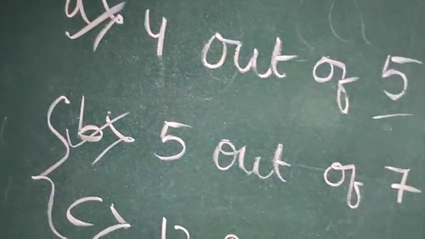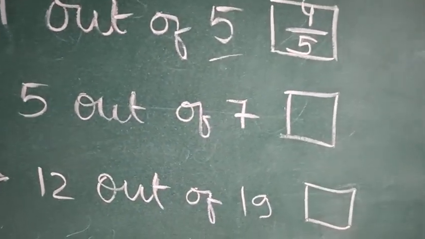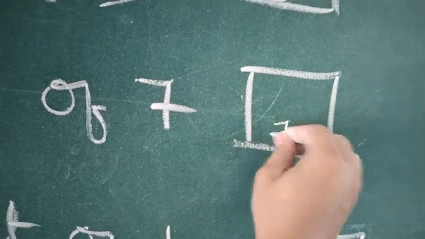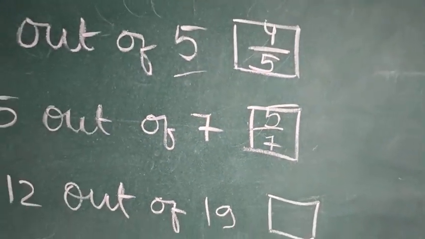Parts B and C you will do yourself. Okay, part B I am doing; part C you will try to do yourself. So 5 out of 7. So out of 7, 5 is marked. So 5 by 7.